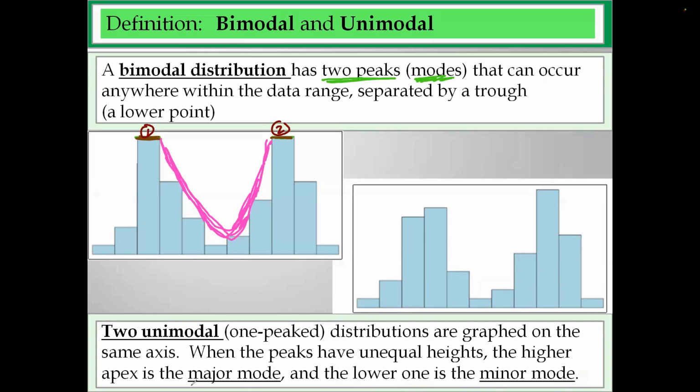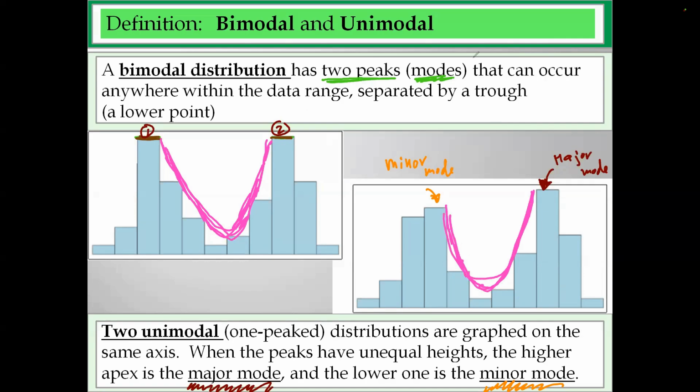So we want to first look at the major mode. The major mode would be the highest of the two peaks. The minor mode would be the second peak that is separated from the first by a trough.